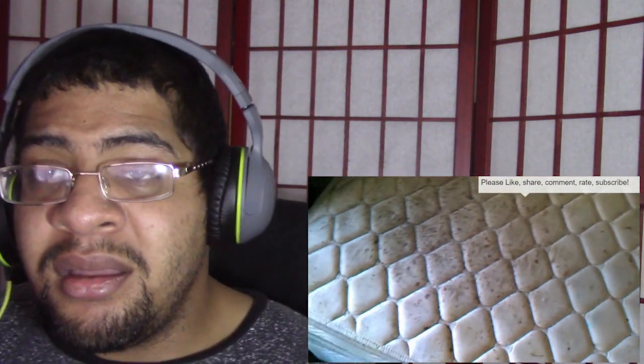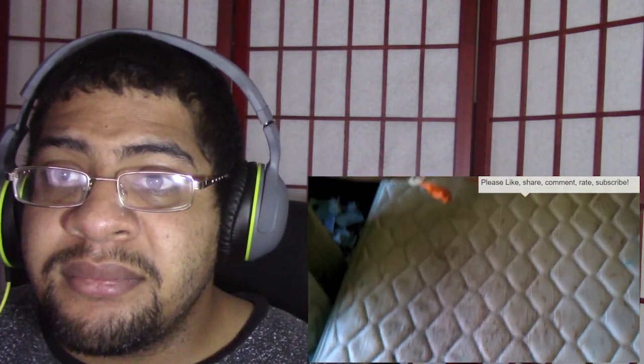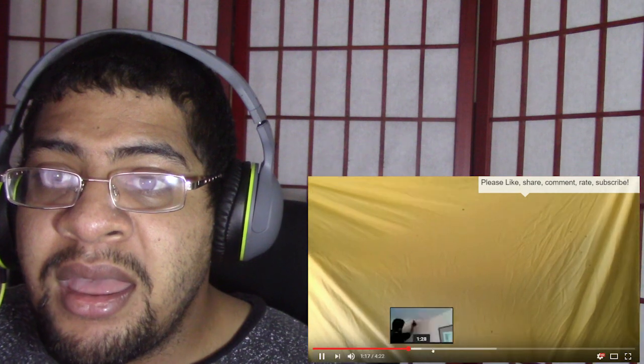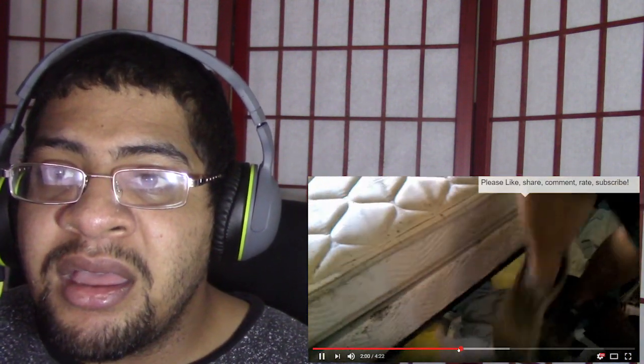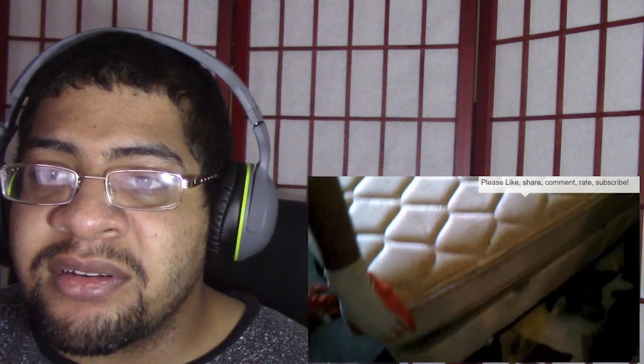Look at all the blood stains. Yep. Look at all the blood stains. And so look, we're going to get to the part where he gets into the mattress. Look at this. Look at this when he lifts up this mattress.